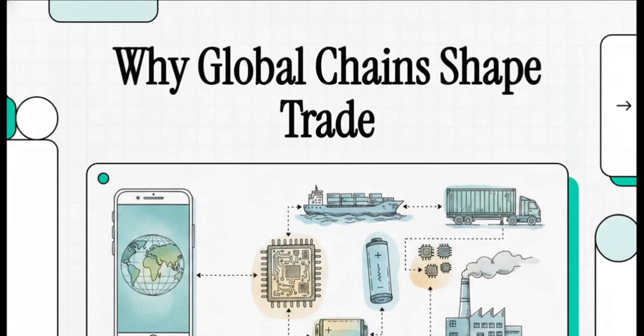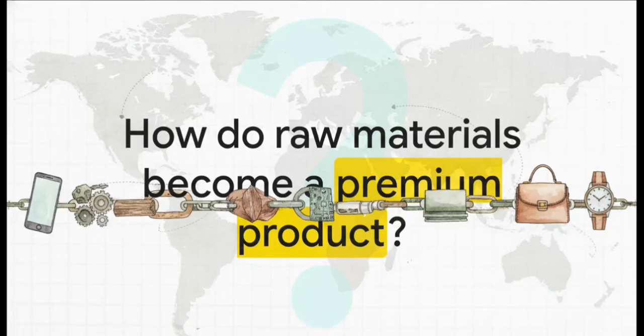Today, we're going to unpack exactly why global chains shape trade and how they literally dictate the way our modern world is built. It really all boils down to one simple question. How does a pile of dirt and raw materials become a premium high-tech product? Well, to figure that out, we have to look at the literal concept of a chain. You see, in economics, value doesn't just magically appear out of thin air. It is forged, link by deliberate link, from the exact moment a material is pulled from the ground to the very second that shiny new product lands in your hands.